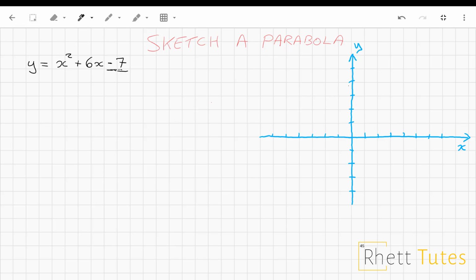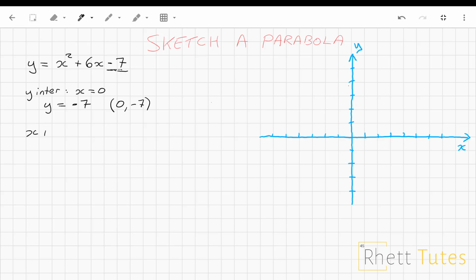In order to sketch this graph, first we need to find the Y-intercept, the x-intercept, and the turning point. Over here in blue I've just done a basic little axes. For the Y-intercept, x equals 0. So wherever you see an x, you're going to put a 0, and as I alluded to before, you're going to get -7. So the coordinates are 0, -7.